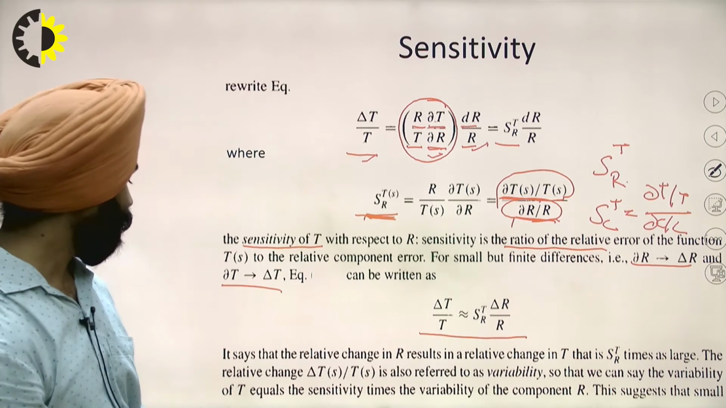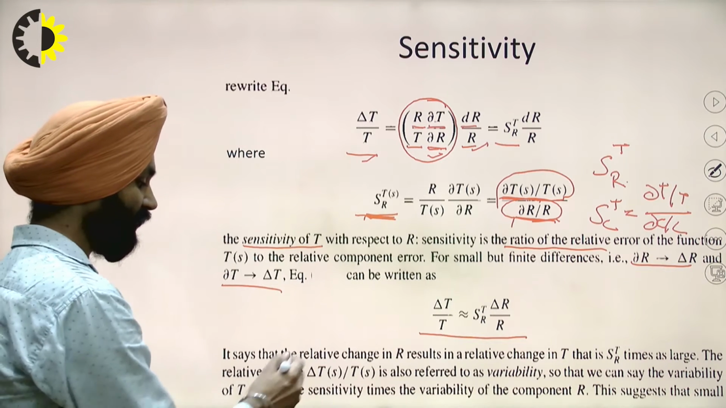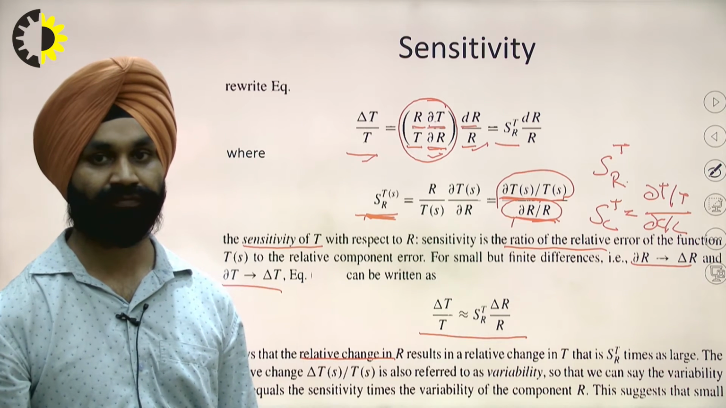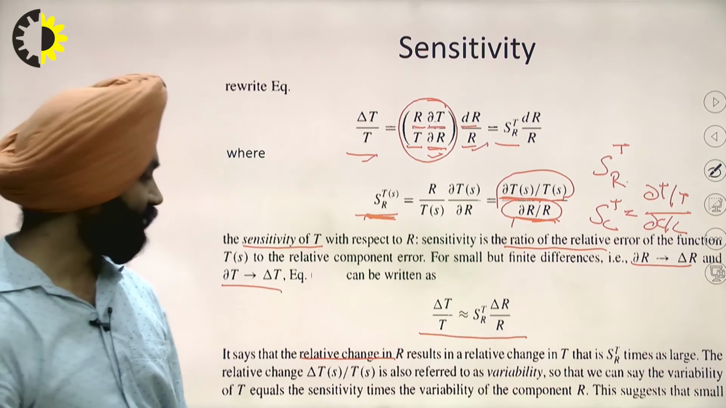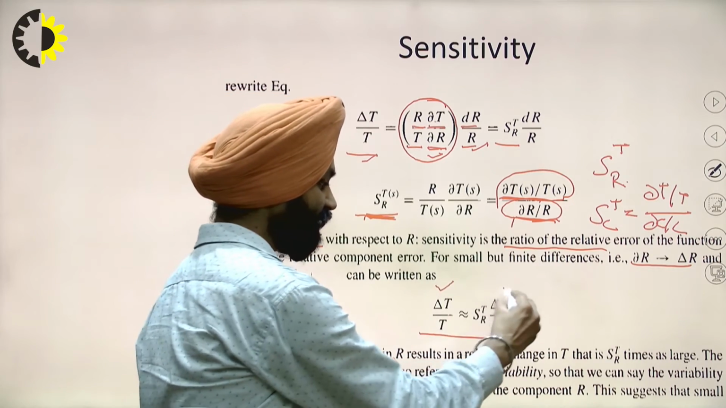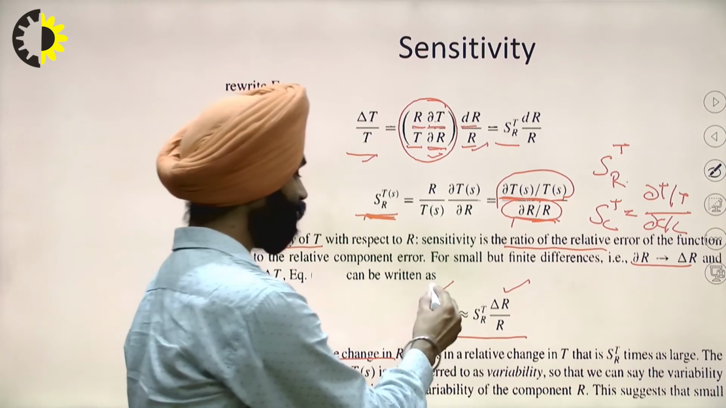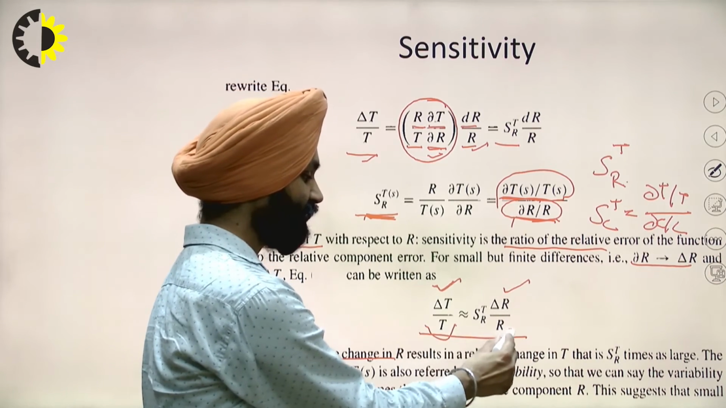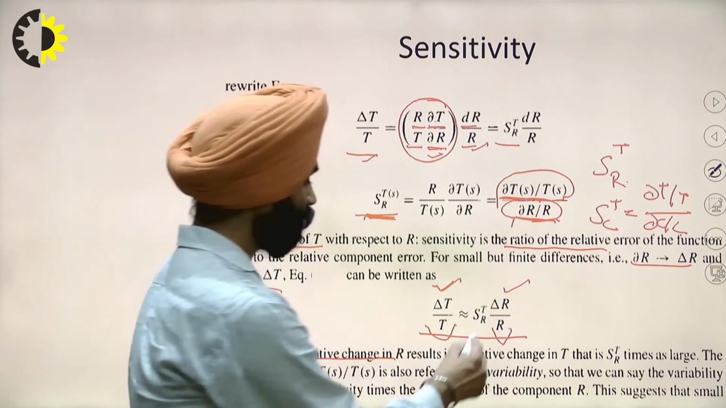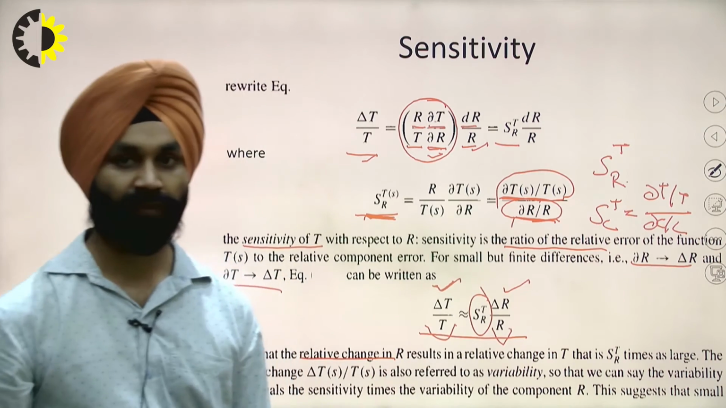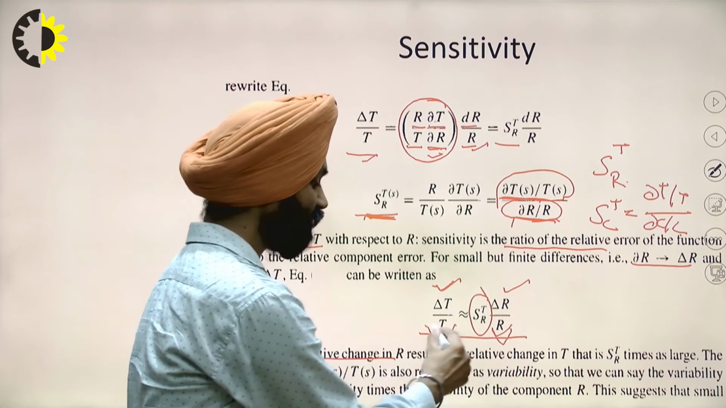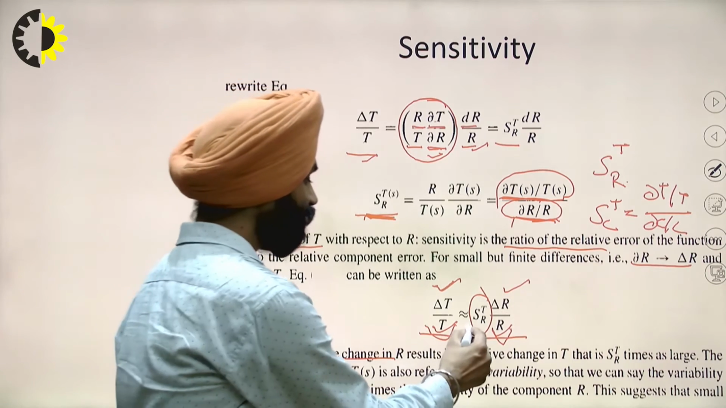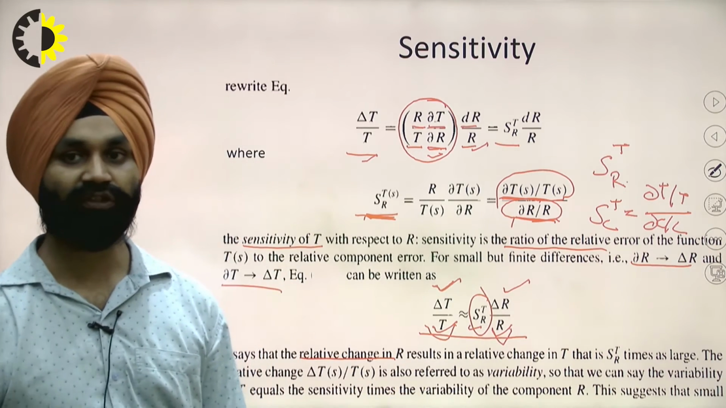So this gives that the relative change in R results in relative change in T, which is, any change in R will give change in T. But this change is the change in the component's value times S_R^T. So this means the change in R value will give change in T value, which is S_R^T times the original value.